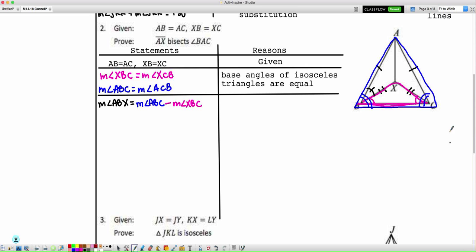And I'm going to do a similar thing to this right-hand side. So I'm going to say that this angle here, A to C to X, that's really equal to this big blue angle ACB minus the small one underneath, XCB. Ugh, I messed that one up. Okay, XCB.